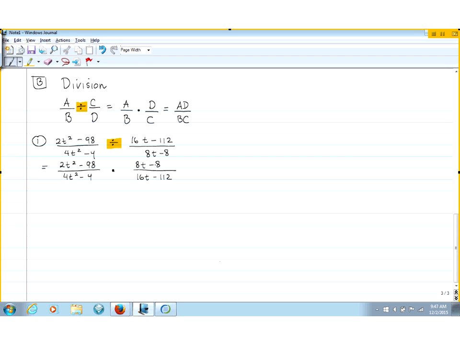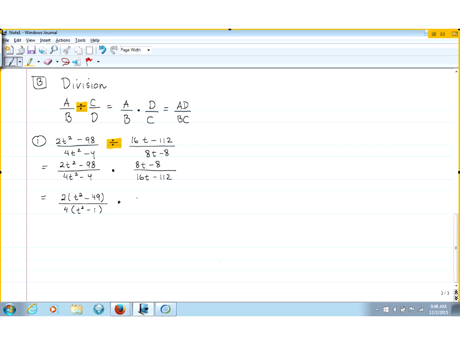So from division, we rewrite it as multiplication, but we need to take the reciprocal. Is it factorable? What is this? Anything factorable? 2? 2 what? p squared minus 49. And 4p squared minus 4, is it factorable? Any greatest common factor? 4 times p squared minus 1.